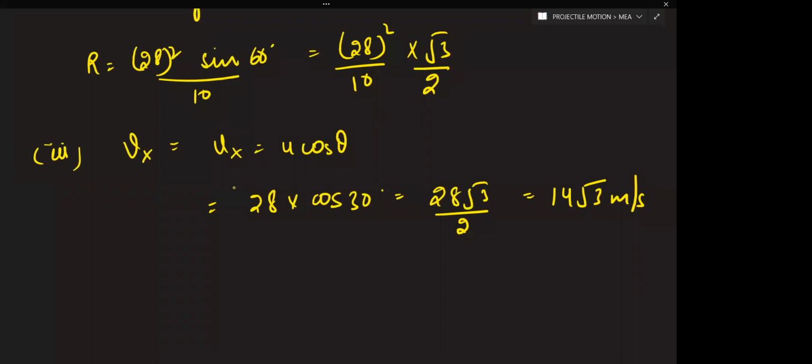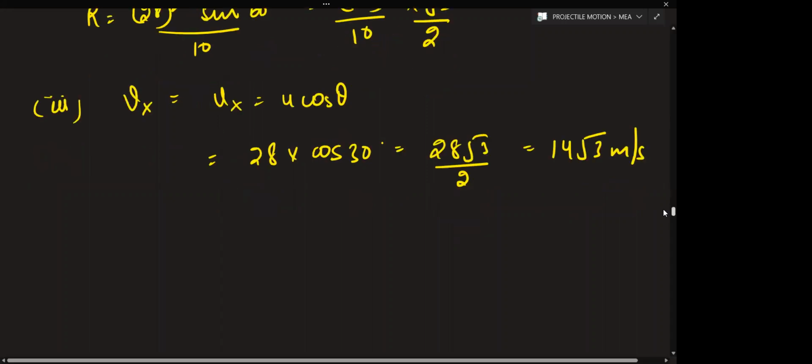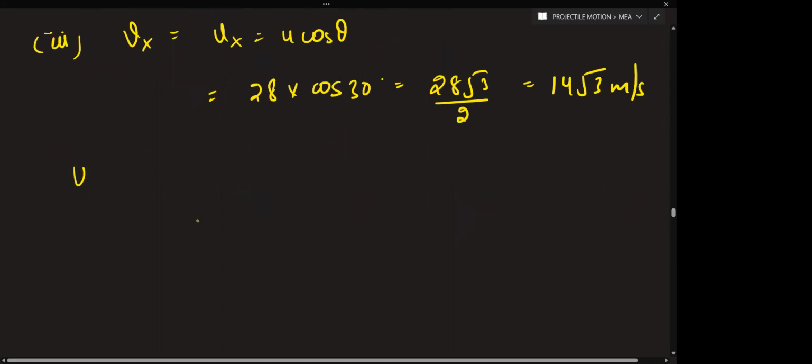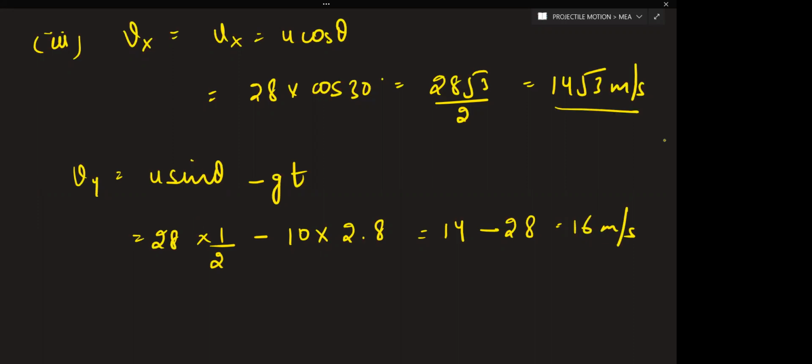Then you have velocity along the y-axis. So Vx we know, Vy we'll calculate by that equation, u sine theta minus gt. That will be 28 into sine 30 degree, which is half, minus 10 into time period, which was 2.8, no? So this becomes 14 minus 28. Right. That will be 16 meter per second in magnitude. So this is Vy. So Vx is this, Vy is this.